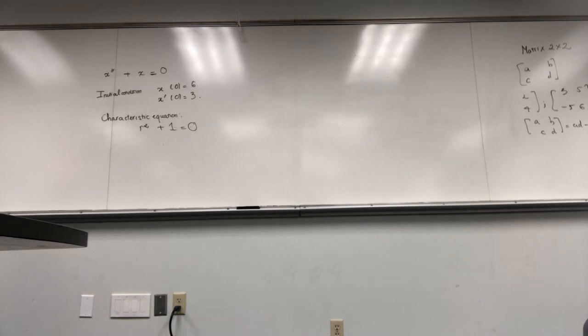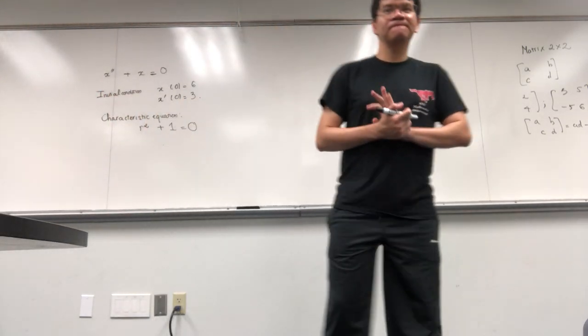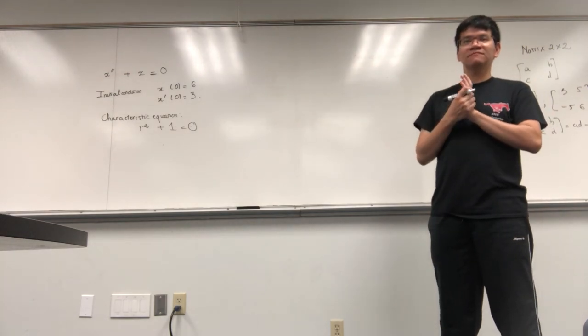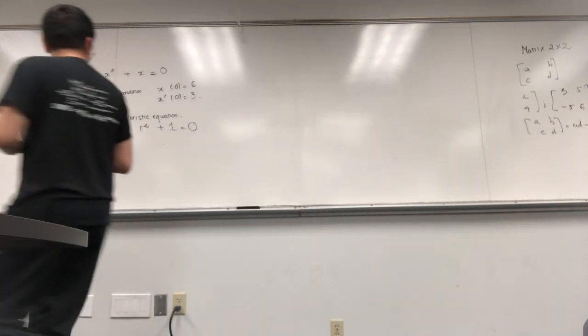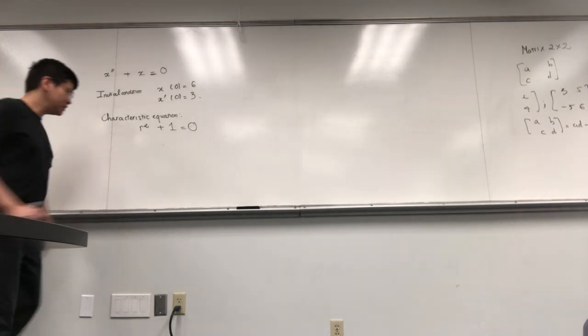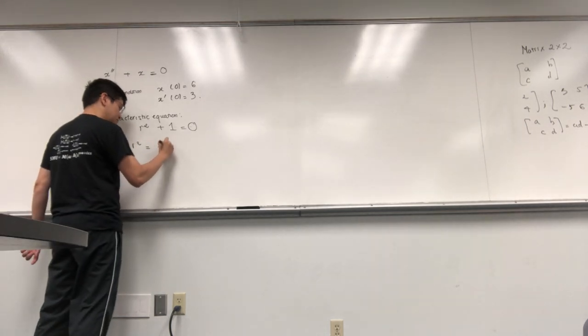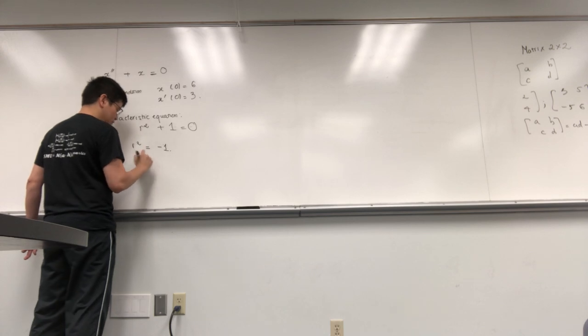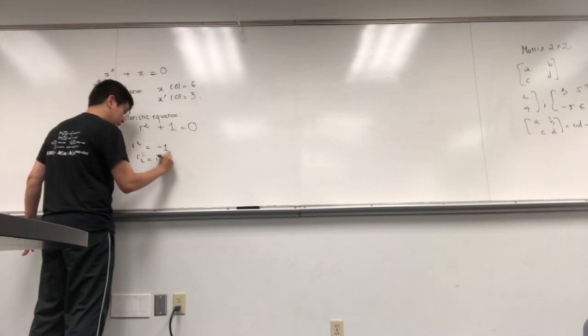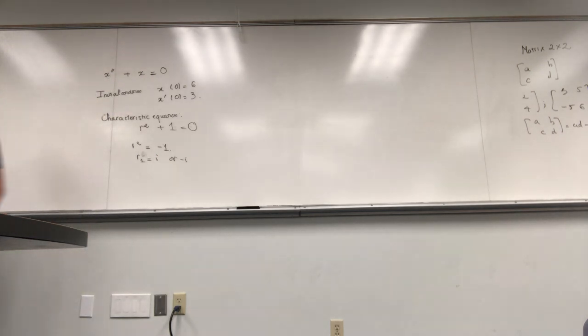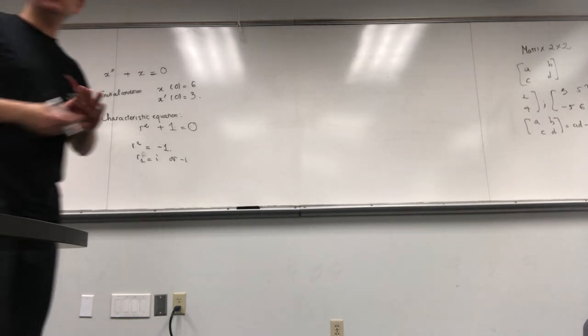So what are the two solutions of this equation? R equals i and r equals negative i. So in this case, it is easy, right? We have r squared is minus 1, so r will be i or minus i. Because r squared plus 1 is 0, this means that r squared is minus 1, and this means that r has to be i or minus i, right? And what are the two solutions of this equation?